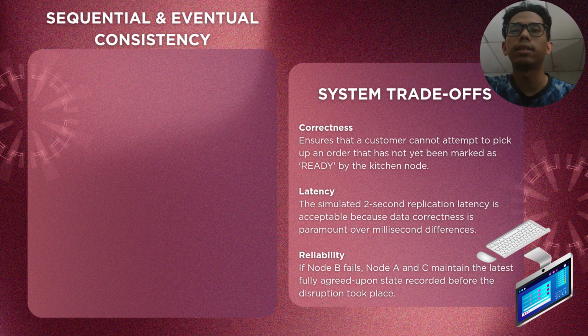While sequential consistency can stall if a critical node drops entirely, our architecture ensures that if a crash occurs, the remaining nodes securely hold the last agreed upon state.